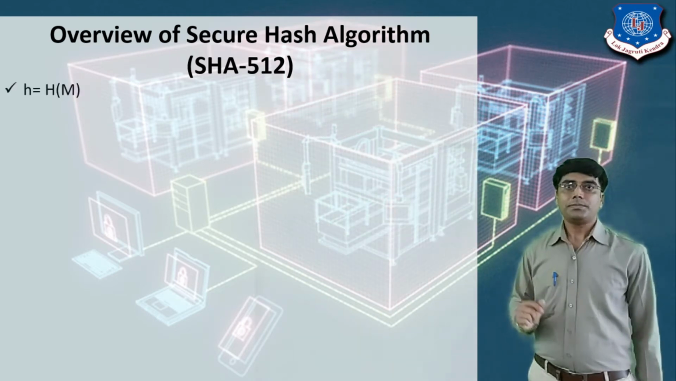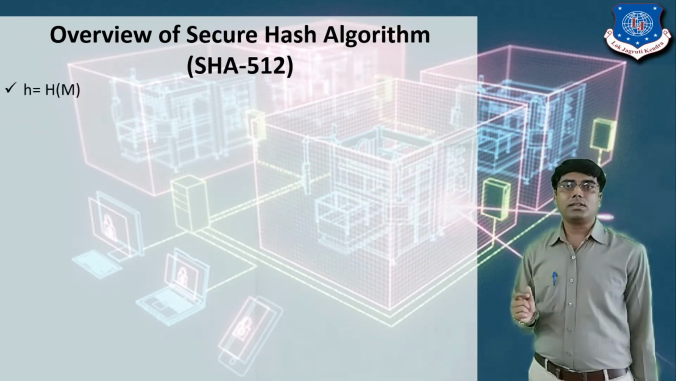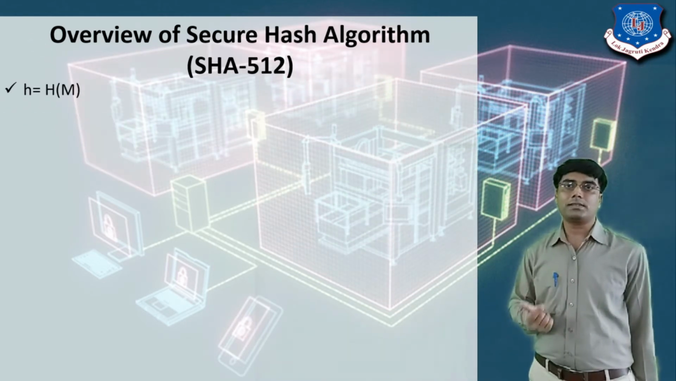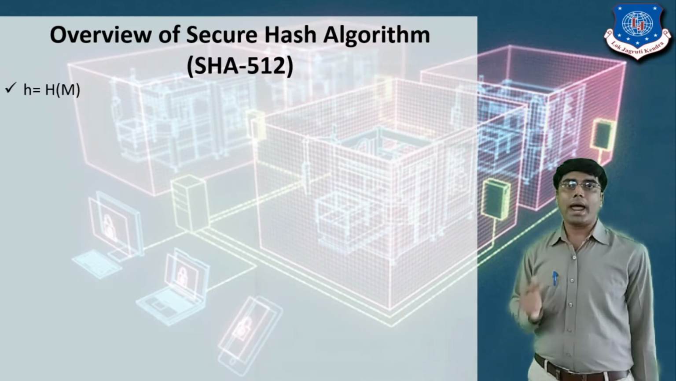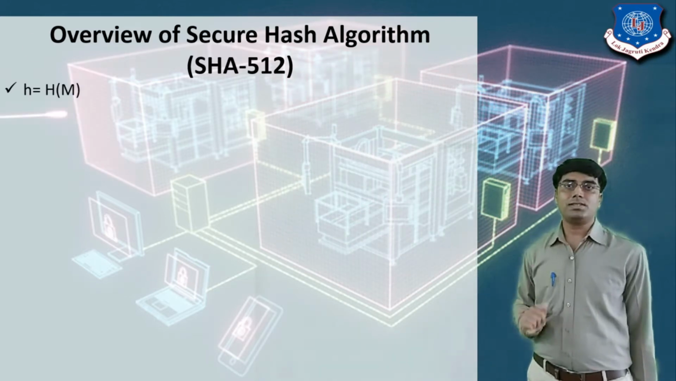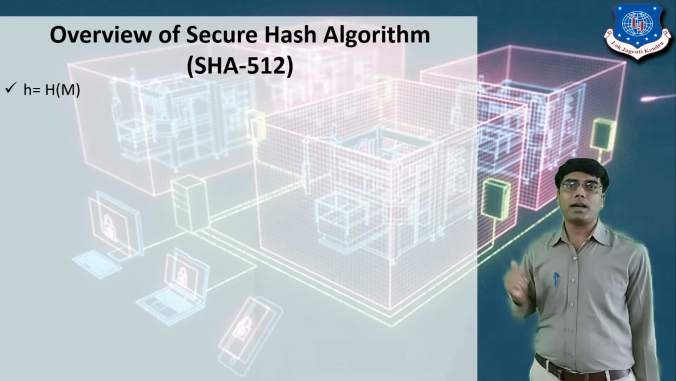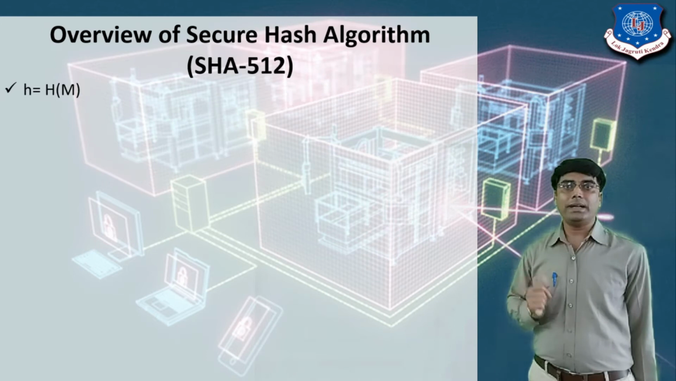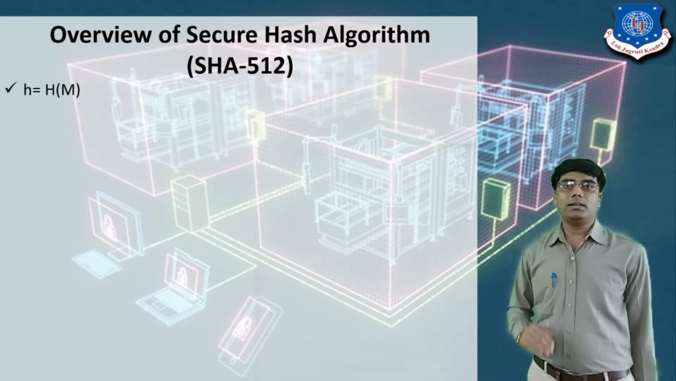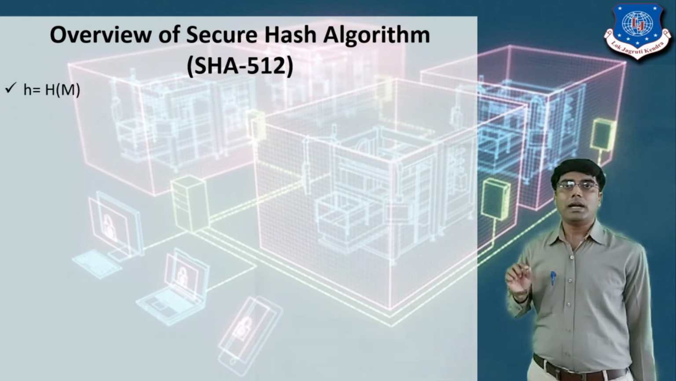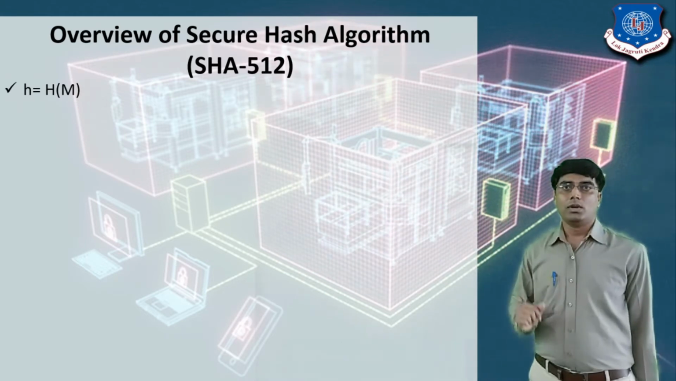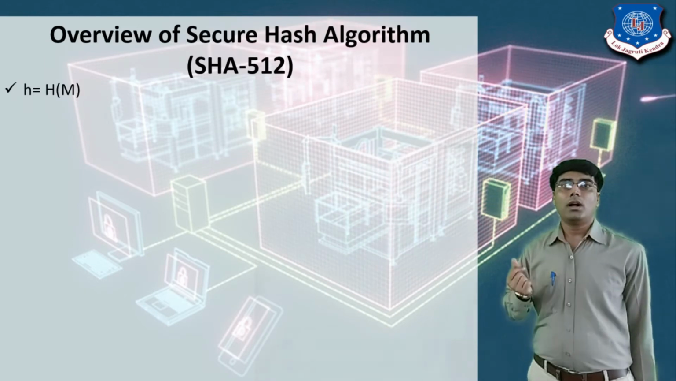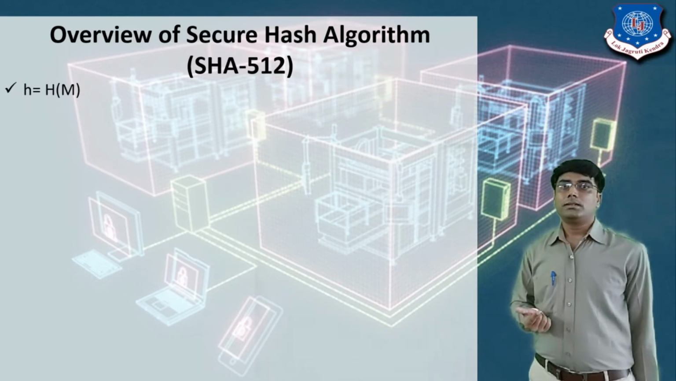So let's start. The first is h equal to H of M. This means that the small h represents the fixed length value, M represents the message, and capital H represents the hash function. First we have to apply the hash function on the plain text message. After applying the hash function, it generates a hash value, and this hash value is also called the fixed length code, message digest, or hash code.